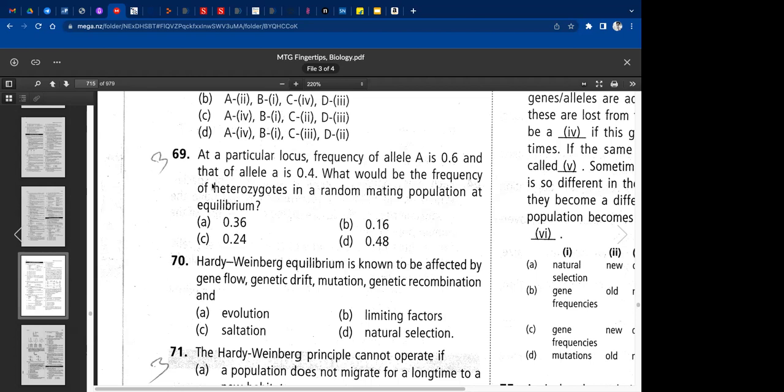The same question could have asked you for a homozygous dominant genotype, which is capital A capital A, or a homozygous recessive genotype, which is small a small a. So you had to do it accordingly. If they had asked for homozygous dominant, it would be p square, so it will be 0.36. And for homozygous recessive, small a, it will be 0.16. So if you add 0.48, 0.36 and 0.16, the total will be 1. Is it clear, everyone? Yes, sir.